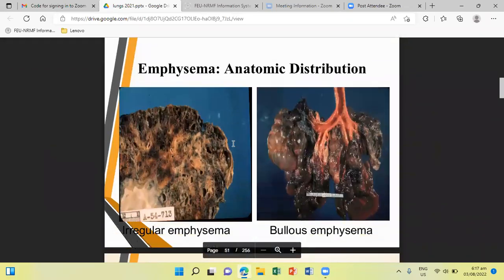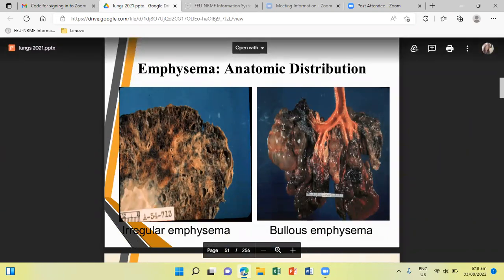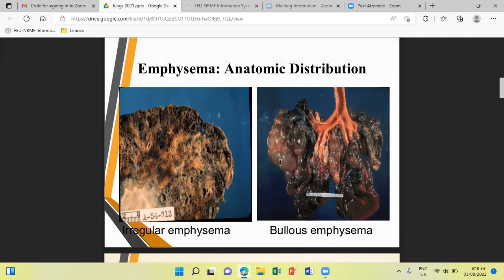Sometimes they may fuse. As they fuse, they form what you call bullae. So this is an example of bullae or bullous emphysema. It is, for this patient, located in the upper left lobe of the lungs.